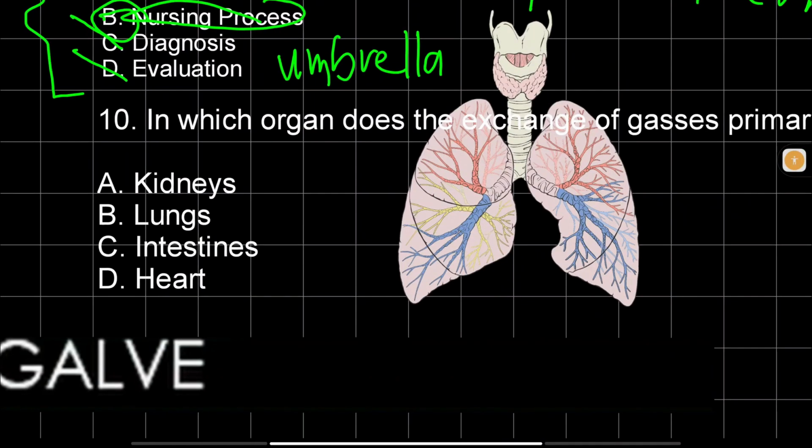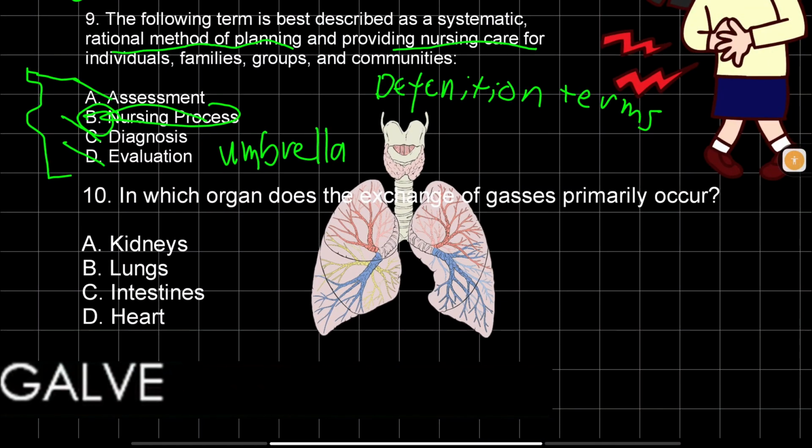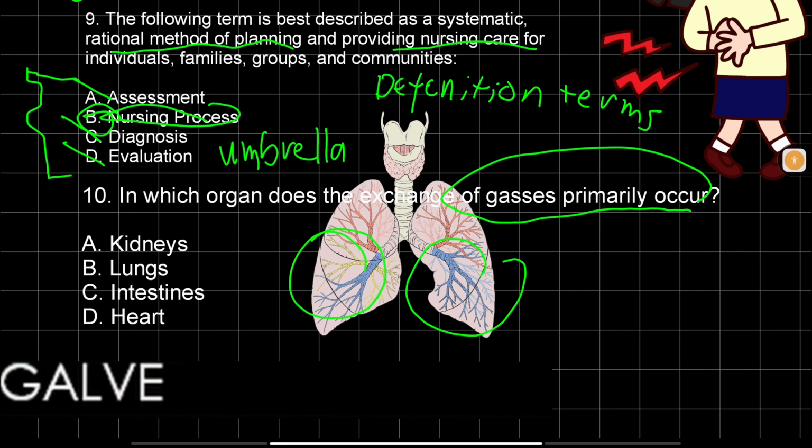Last question, make this one count. In which organ does the exchange of gases primarily occur? Nako guys, pag ito hindi nyo pa nakuha, nanggigigil ako. Saan daw nangyayari yung exchange of gases? Alam natin sa alveoli yun. Binigyan na kita ng clue. Saang parte yung alveoli? Is it A, kidneys? Is it B, lungs? Is it C, intestines? Or D, heart? Your 5 seconds starts now.